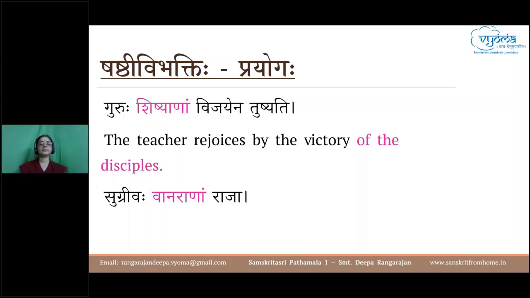Sugriva. Vanaranam Raja. Sugriva is the king of monkeys. Yes. So can you tell me the other two vachanas in Shashti Vibhakti? Vanaraha, Vanarasya, Vanaranam. Vanarasya, Vanarayoho. So what is the meaning? Sugriva is the king of monkeys. Uttam. Dhanyavadam. Thank you.